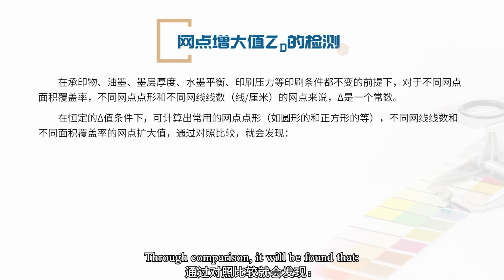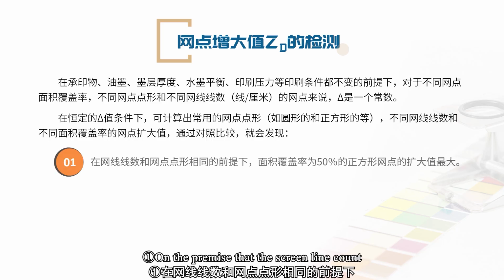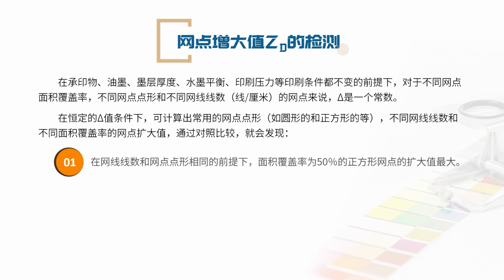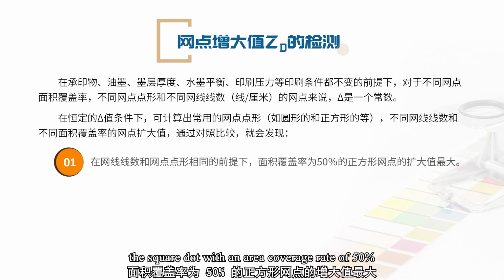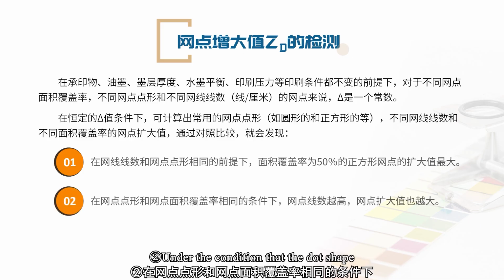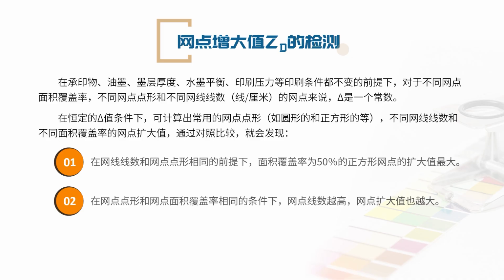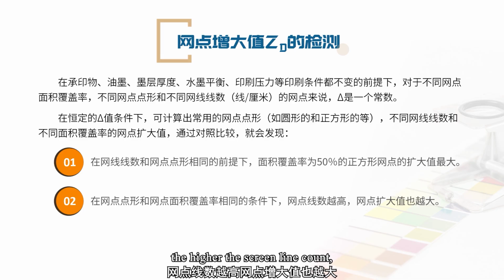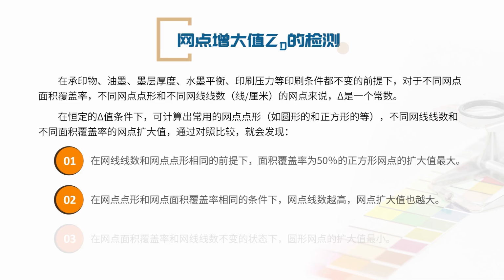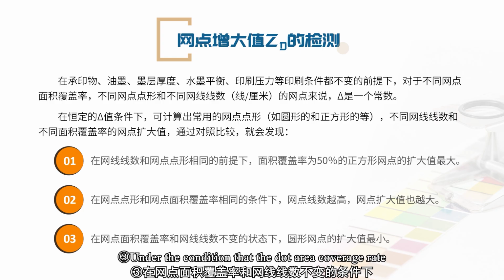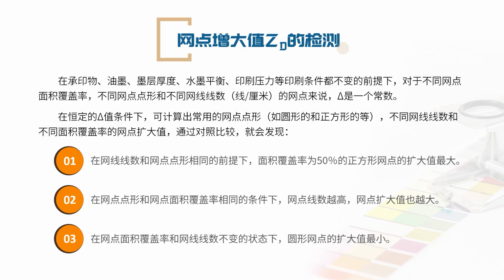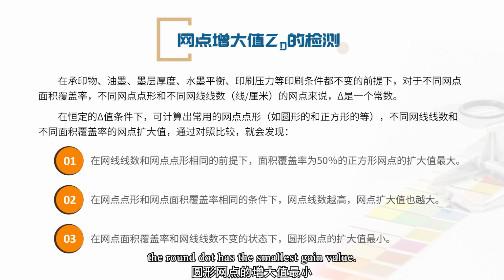Through comparison, it will be found that number 1, on the premise that the screen line count and dot shape are the same, the square dot with an area coverage rate of 50% has the largest gain value. Number 2, under the condition that the dot shape and dot area coverage rate are the same, the higher the screen line count, the larger the dot gain value. Number 3, under the condition that the dot area coverage rate and screen line count remain unchanged, the round dot has the smallest gain value.